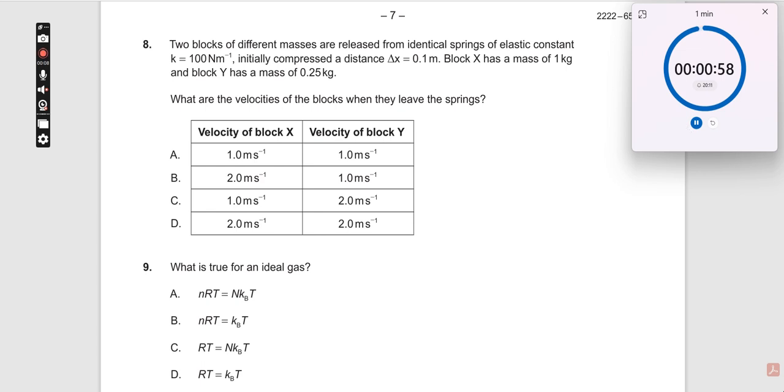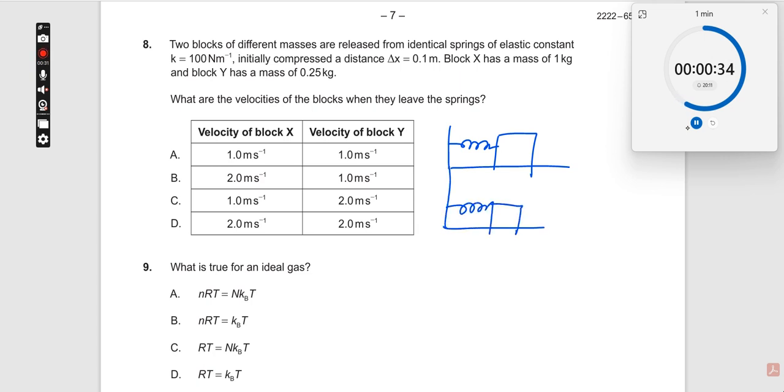Two blocks of different masses are released from identical springs of elastic constant K. Same spring, different masses. So you have one mass like this, initially compressed a distance of delta x, with masses of 1 kg and 0.25 kg. What are the velocities? I will consider one block like this, the other block like this. One has a mass of 1 kg, the other has a mass of 0.25 kg.